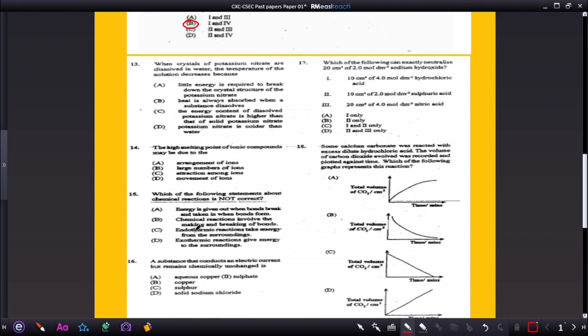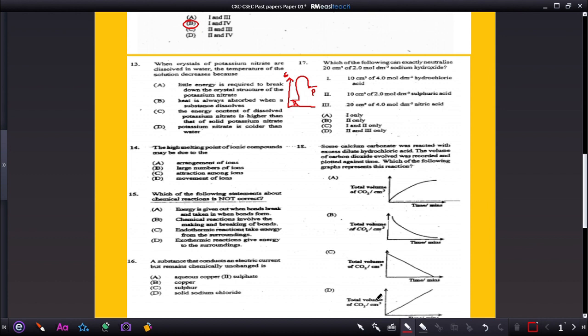Question 13. When crystals of potassium nitrate are dissolved in water, the temperature of the solution decreases because... To answer this question, let us use the energy profile diagram of the product and the reactant. Starting with the reactant, for an endothermic process, because we all know about potassium nitrate, that the beaker feels cold when it is touched. So for an endothermic process, we know that the reactant is lower than the product. So this is the product and this is the reactant, and it's an increase in energy. Let us see which one would fit the graph drawn there.